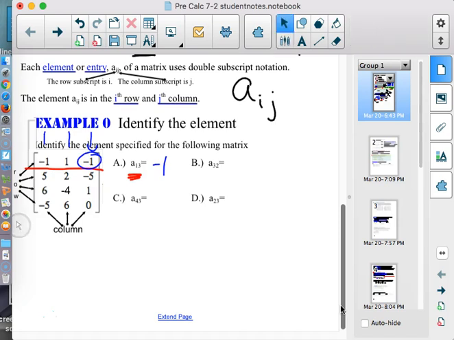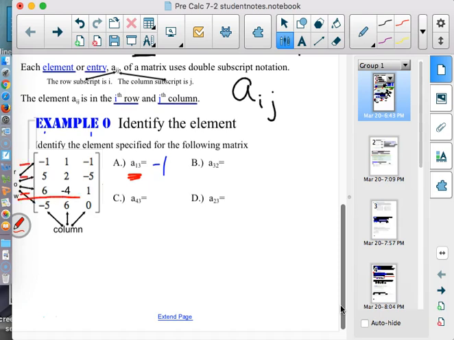And then I start over. So let's go to B. B says A sub 3, 2. So third row, 1, 2, 3. There's the third row. Second column, 1, 2. That's the one right there. That's in the third row in the second column. -4.